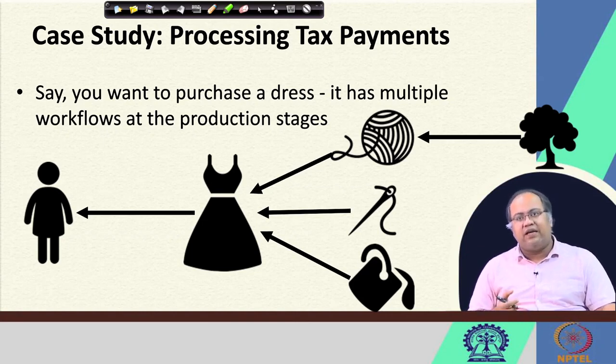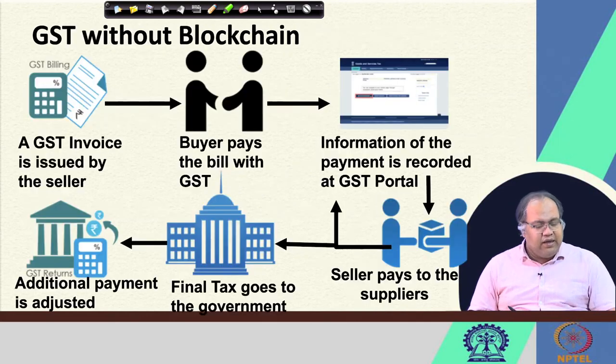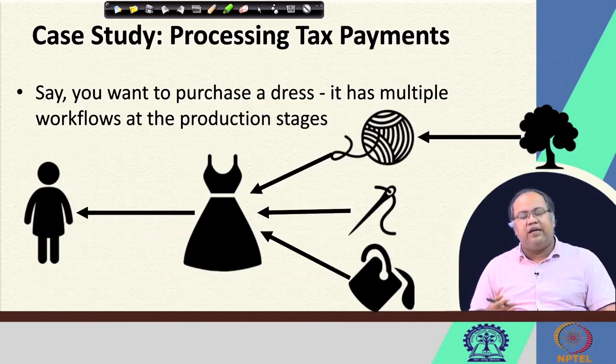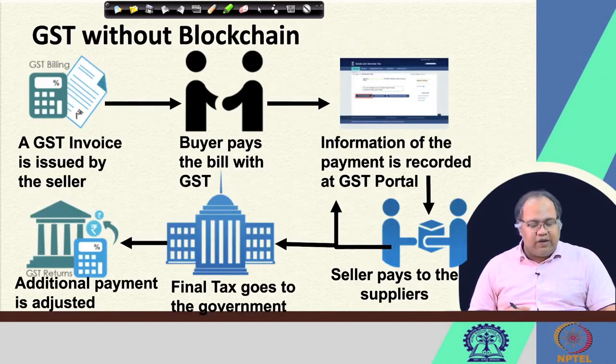But whenever they are buying the raw material, they are paying the GST for buying that raw material. Again, whenever they are preparing the dress and selling it to someone else, that person is also paying the GST. So, that way the GST is actually levied in different stages of the production. Well, now if you just think about how GST is handled without blockchain.